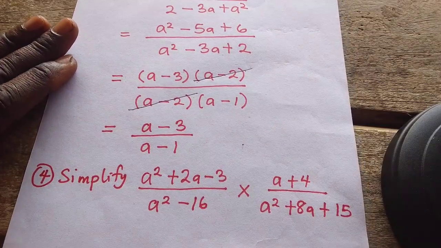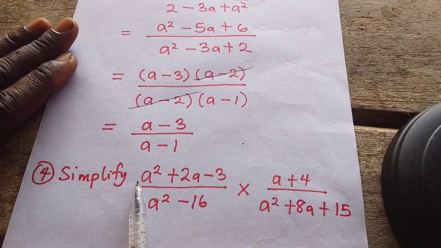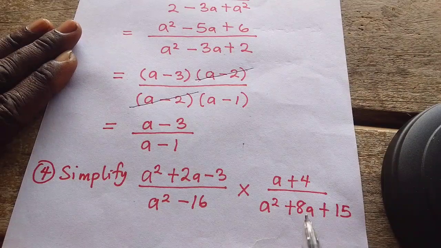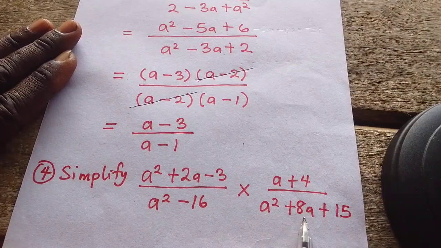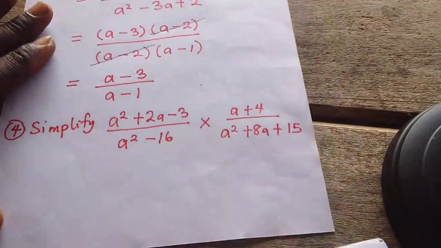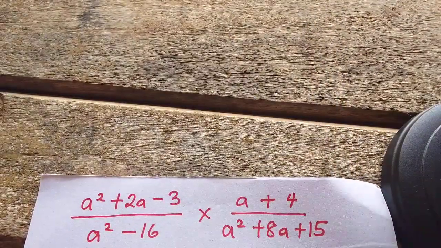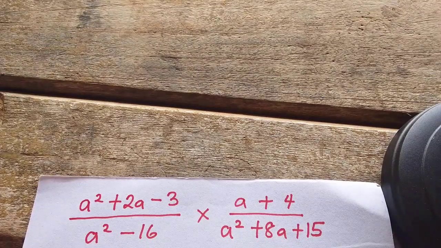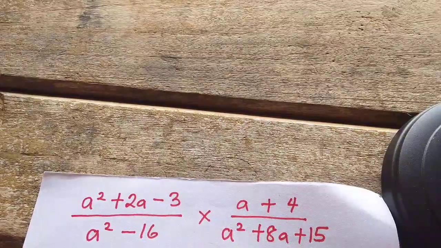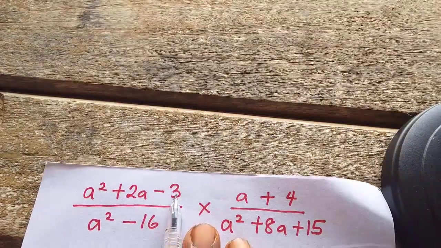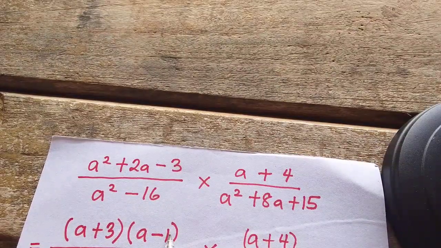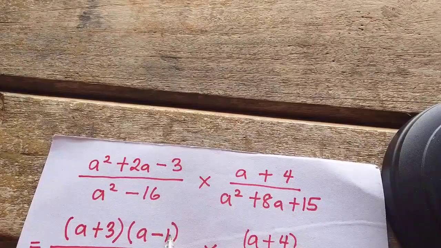Let's do another example. Simplify (a squared plus 2a minus 3) over (a squared minus 16) times (a plus 4) over (a squared plus 8a plus 15). Since we are given this, what we do is factorize. We are going to factorize a squared plus 2a minus 3. When you factorize a squared plus 2a minus 3, you are going to get (a plus 3) times (a minus 1). I believe you've known how to factorize.